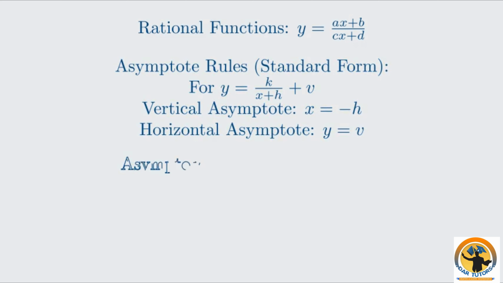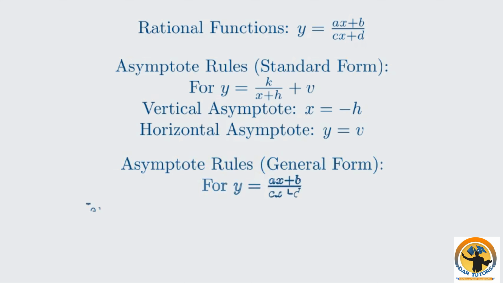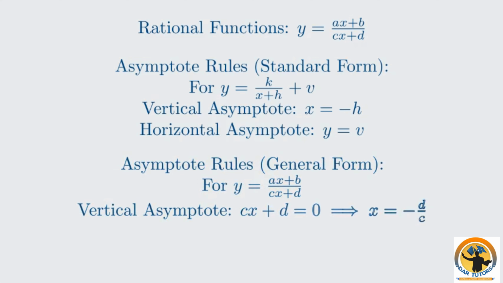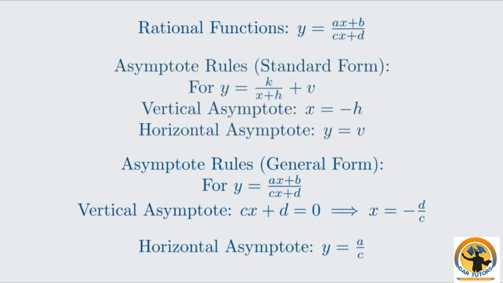The vertical asymptote is found by setting the denominator equal to 0. So, cx plus d equals 0, which gives x equals negative d over c. The horizontal asymptote is found by taking the ratio of the coefficients of the x terms in the numerator and denominator. This gives y equals a over c. It's worth noting that a over c is the same v we saw in the standard form. We'll show this in a worked example, so remembering these two simple rules is key.